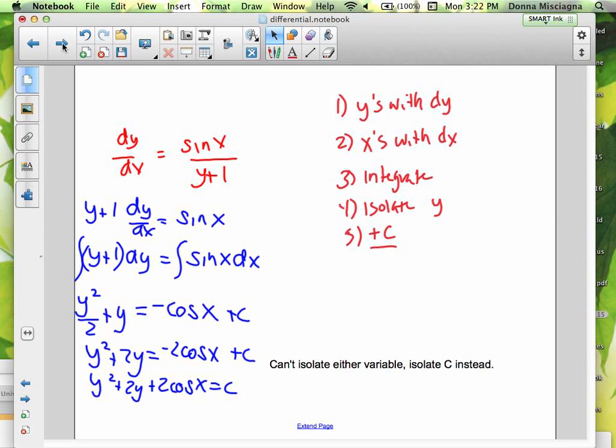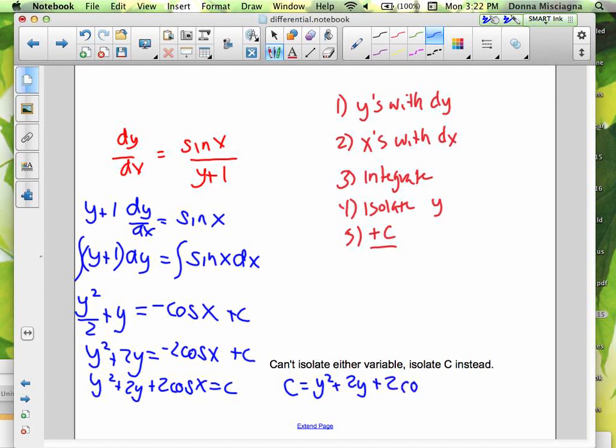All right, so for this particular equation, we're going to keep the c by itself and add 2 cosine x to both sides. So now the equation that satisfies the differential dy dx equals sine x divided by y plus 1 would be y squared plus 2y plus 2 cosine x equals c, or c equals y squared plus 2y plus 2 cosine x. That satisfies the differential. This is our solution.